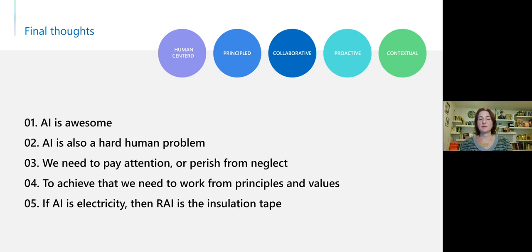And people talk about AI as the new electricity, then responsible AI is like the insulation tape. It's the plastic wires around the real wires in there. And it makes sure that no one gets hurt, that the power is there. It really fuels all the right places, and it goes to the places where it needs to go. But no one gets hurt as a result.